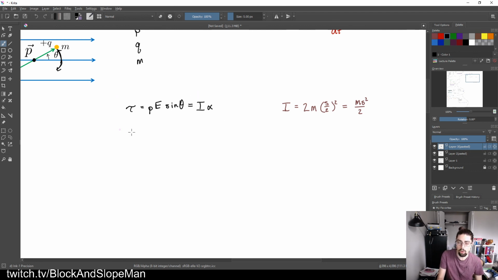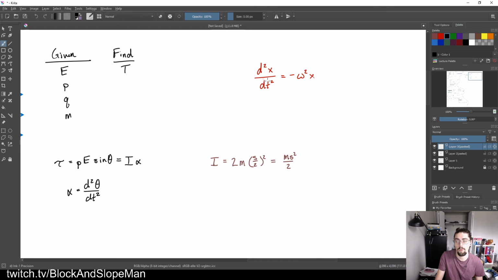But if we're coming back to our torque equation, torque is kind of done, whatever that thing is. P E sine of theta is equal to I alpha. Alpha, if we might remember, angular acceleration is the second derivative of position. That is to say, alpha is equal to d squared theta over dt squared, which I realize is not x, but we've done this. That's exactly what we have up here. Here is where we're going to find our omega from.